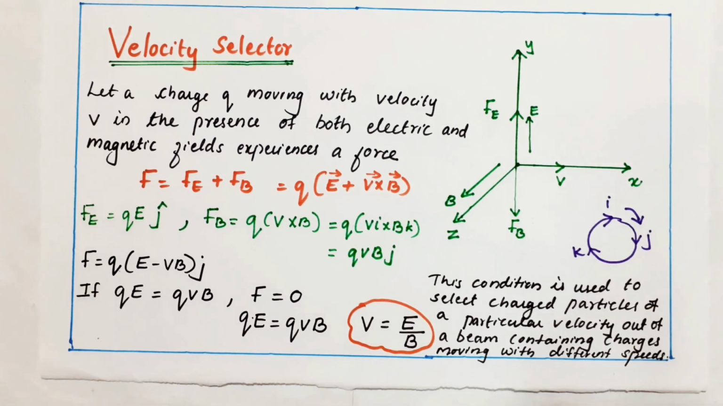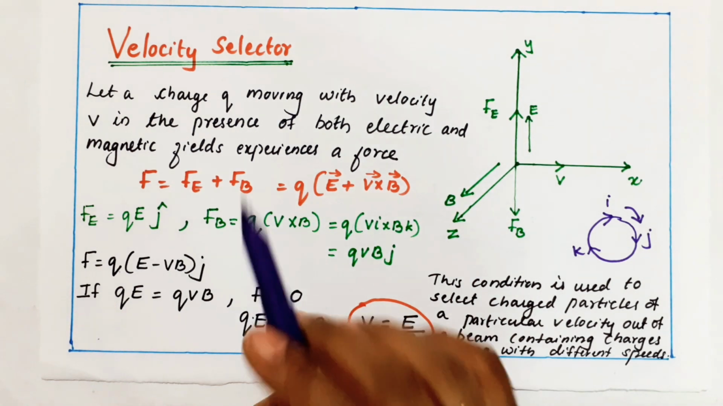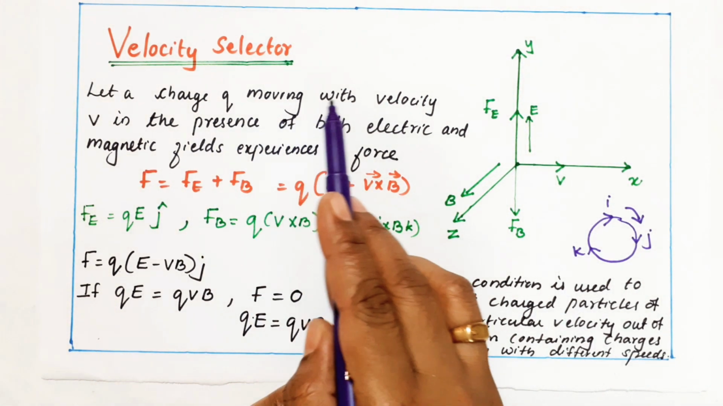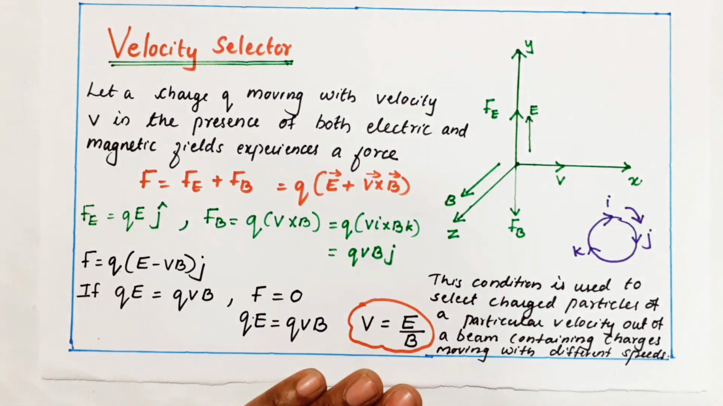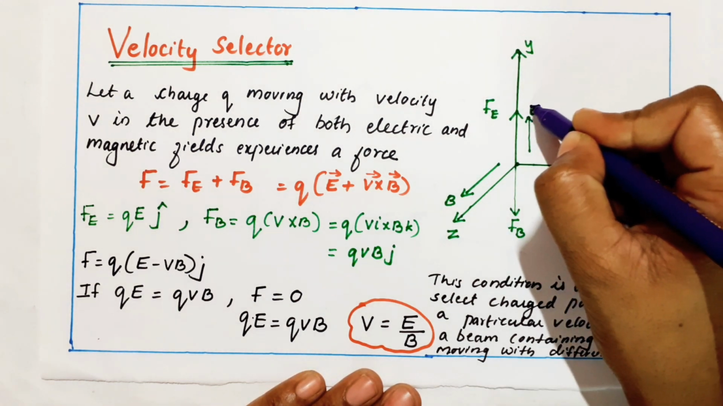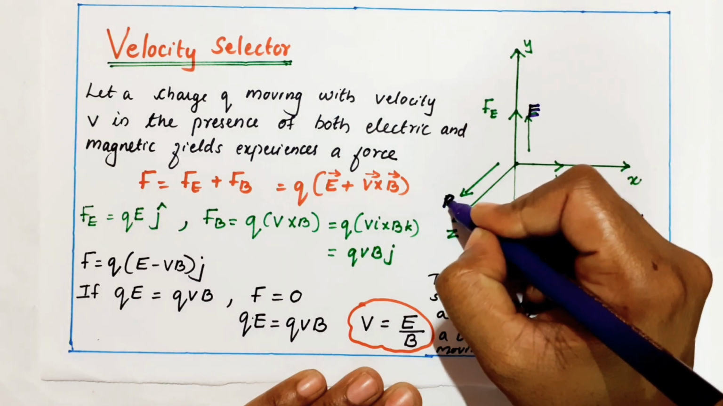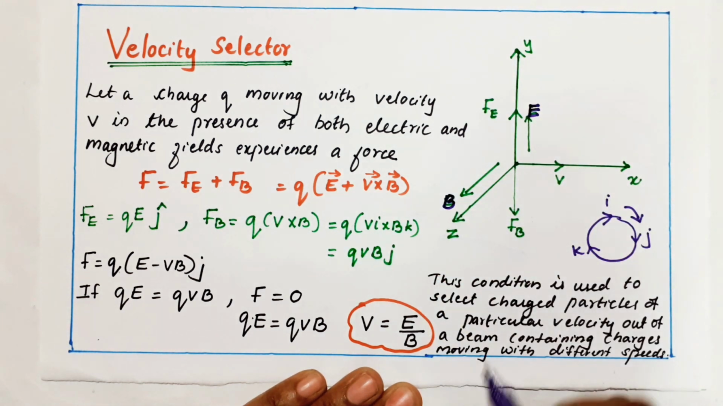Now, the next concept is velocity selector. Velocity selector means, I gave a diagram here. We have a charged particle, and the charged particle is moving with velocity v in the presence of both electric and magnetic field. We are taking here that the particle is moving under the influence of both electric and magnetic field. If you see the diagram, you can understand that the electric field is along the y-axis, the magnetic field is along the z-axis, and the particle is moving along the x-axis.